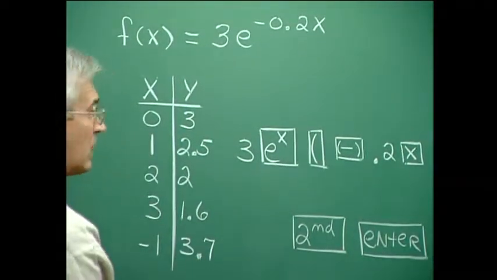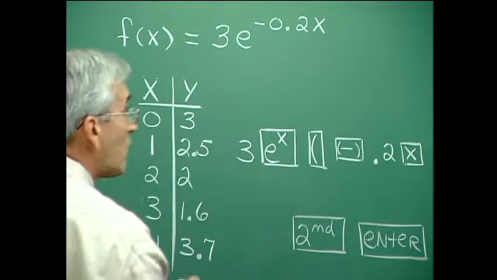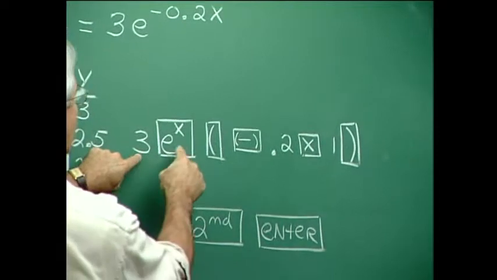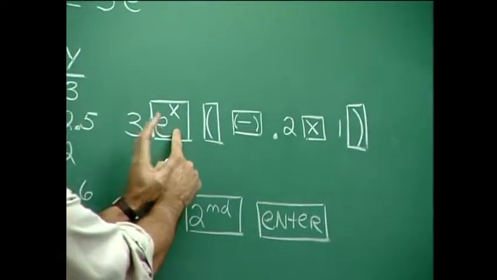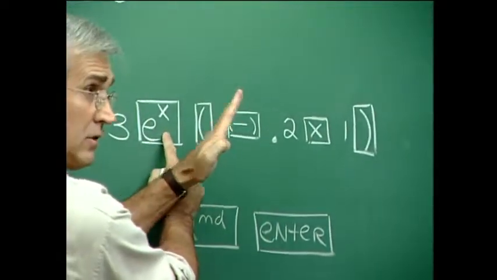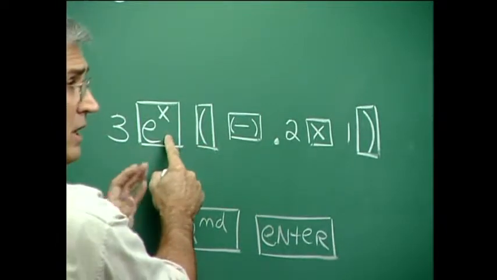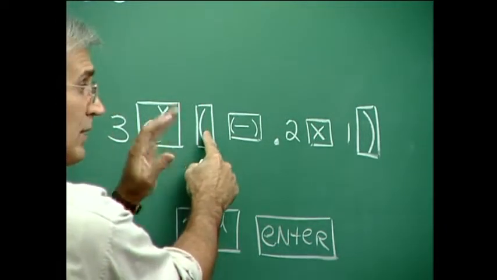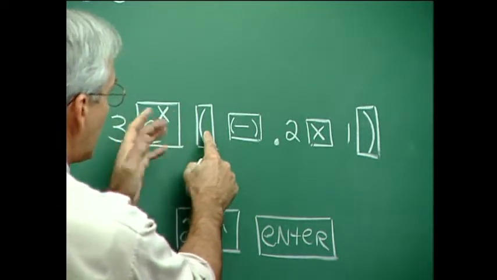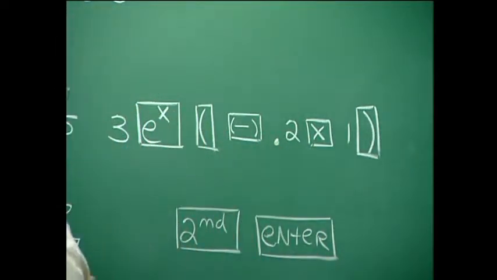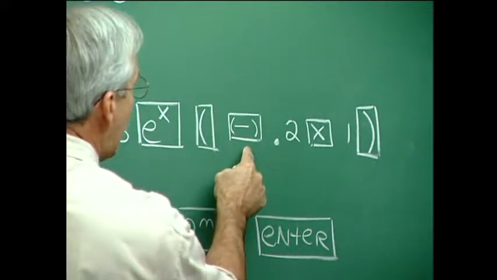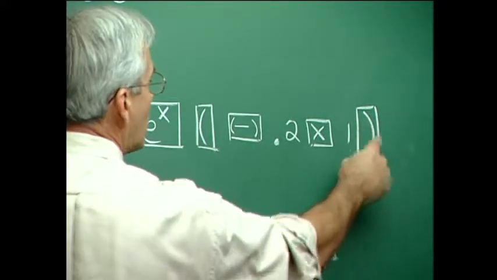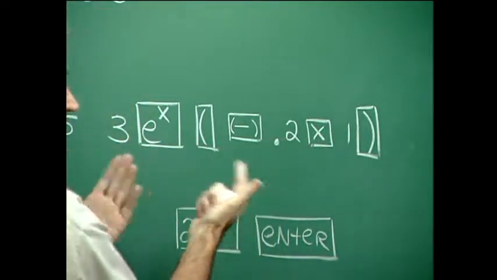We need to use the calculator. So using the calculator, we would go through this button sequence. We would enter 3 and then e to the x. Now for e to the x, remember that's second ln for e to the x. Now the calculator display will automatically open this parenthesis, so we don't have to enter that, but I'm just putting it here for the completeness of this display. And then negative 0.2 times 1 close parenthesis, enter, and it'll give the value.